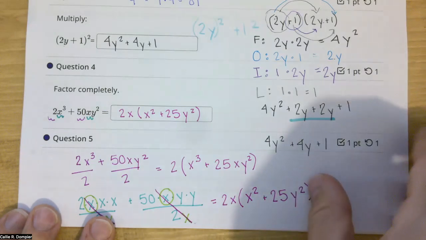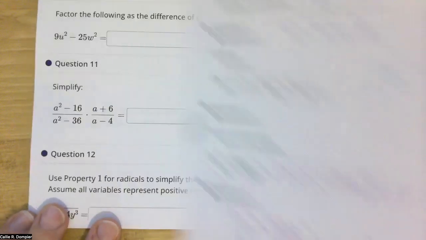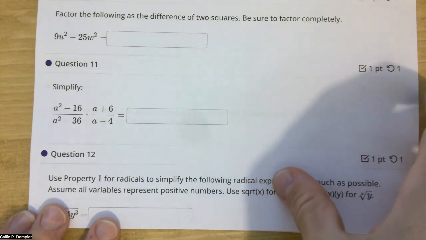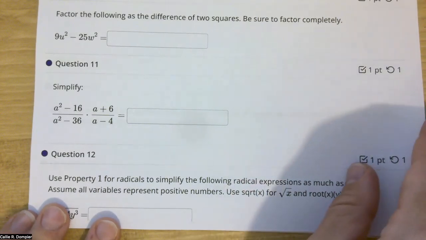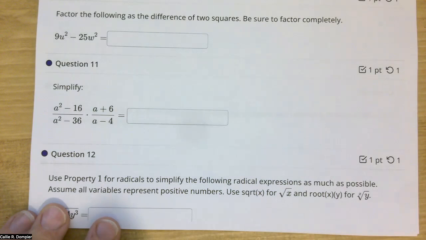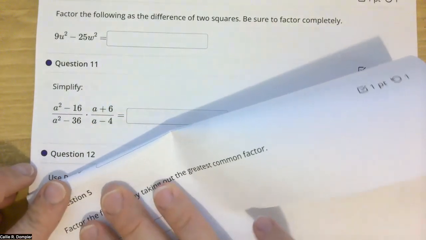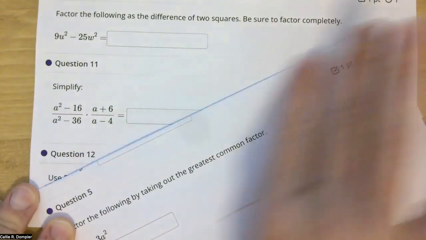All right, moving on to question 6. Sorry, question 5. Where did it go? Disappeared. Okay. Here it is on a different piece of paper. That was odd.